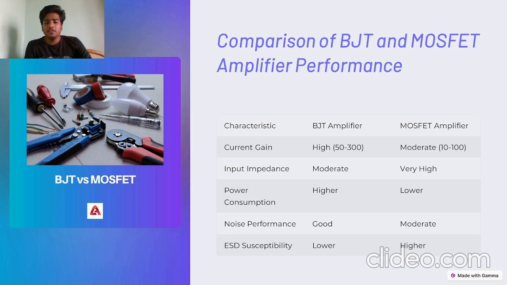The second characteristic is input impedance. BJT amplifier performs moderate and the MOSFET amplifier performs very high. While coming to the power consumption, BJT amplifier consumes more power than the MOSFET, whereas MOSFET consumes less power. When coming to the noise performance, BJT amplifiers are good and MOSFET are moderate in range. The last characteristic is ESD susceptibility. BJT amplifier is less susceptible to the ESD, while MOSFET is more susceptible to the ESD.